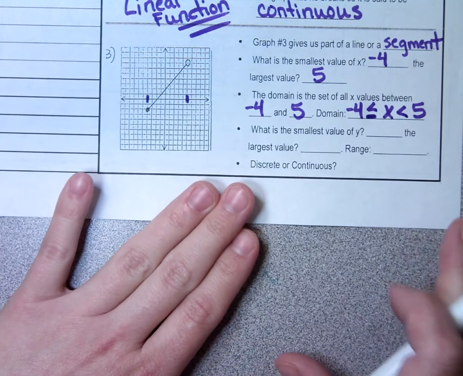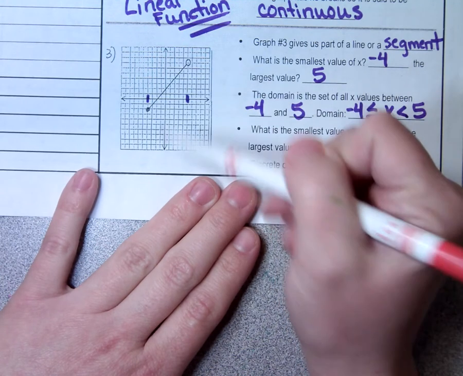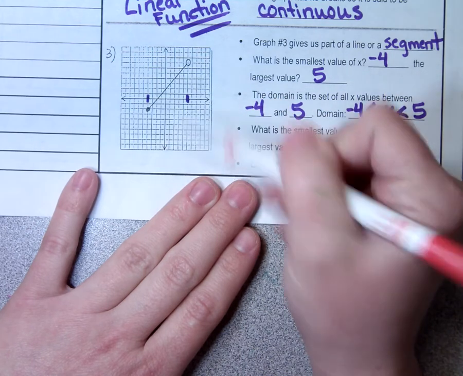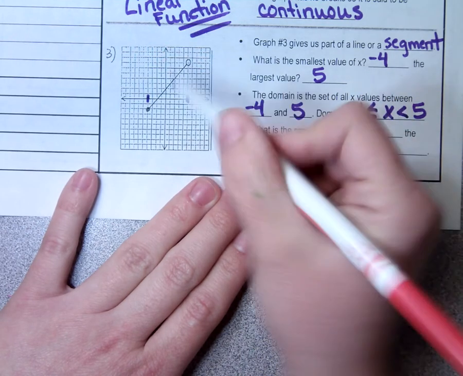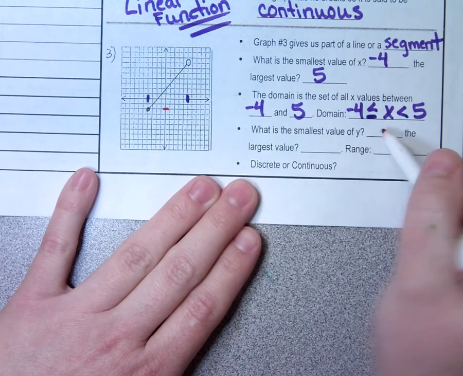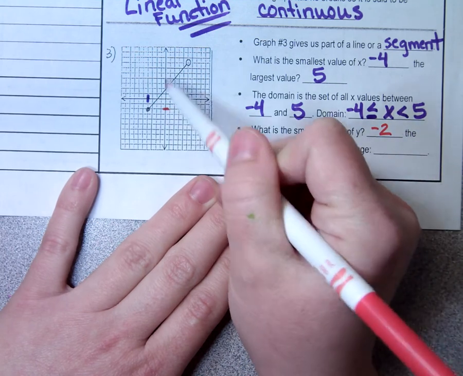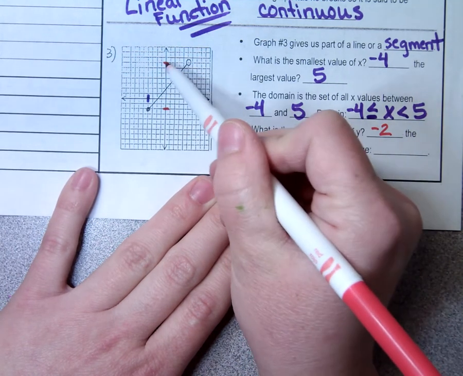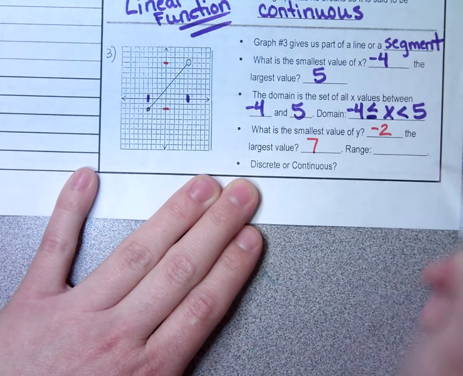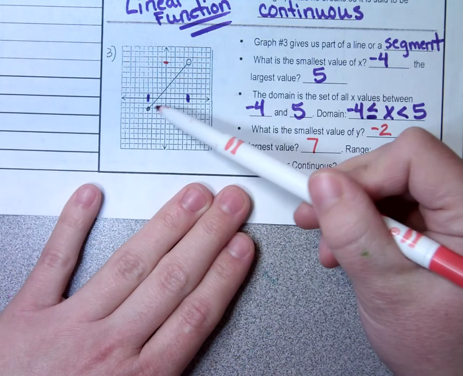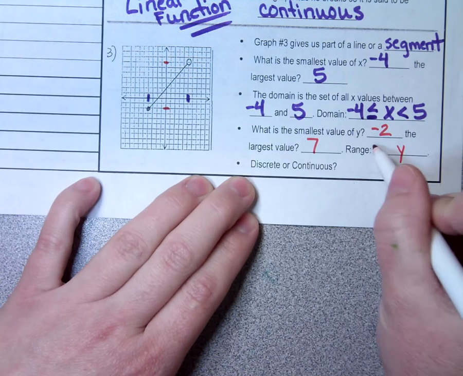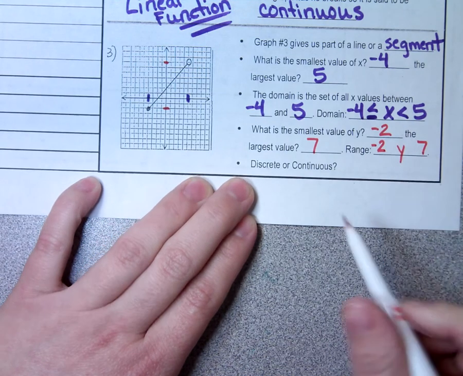Okay, next one says, what's the smallest value of y? So remember, your y's are up and down. So whenever you're looking for your range, looking for your y's, you want to look up and down. What's the lowest? What's the highest? How low? How high? So my lowest y is down here at -2. My highest y is all the way up here, which is 1, 2, 3, 4, 5, 6, 7. And so the y's go between the -2 to the +7. So my y's are between -2 and +7.